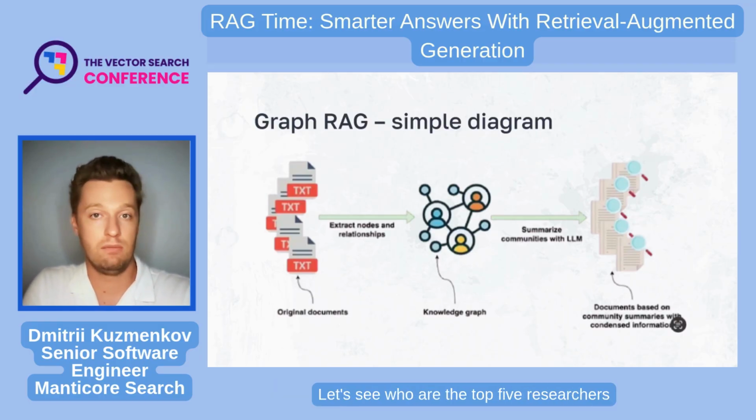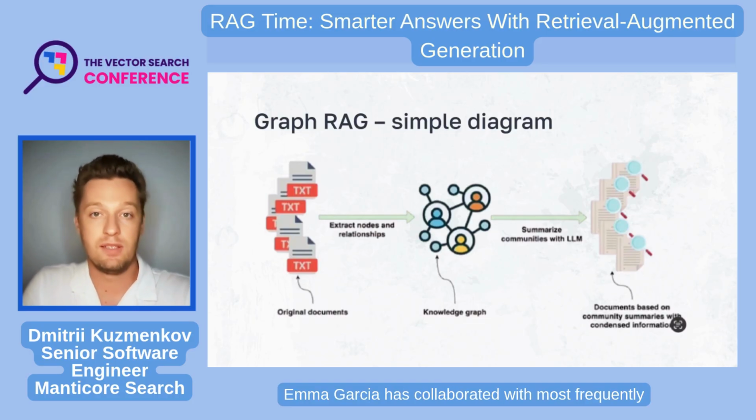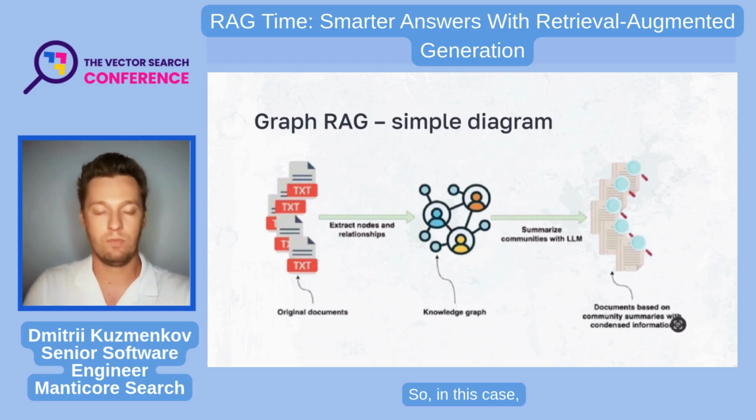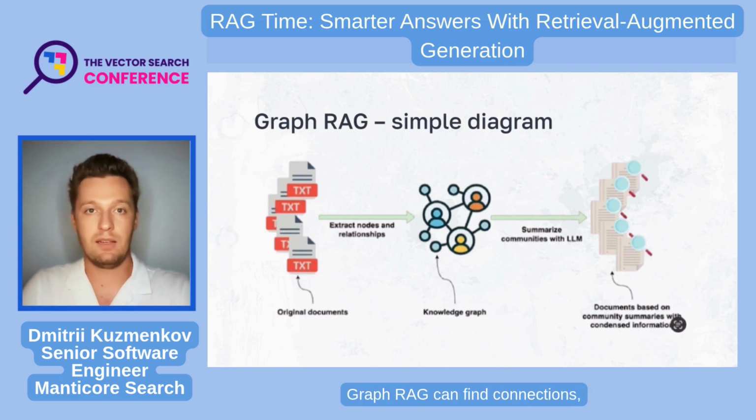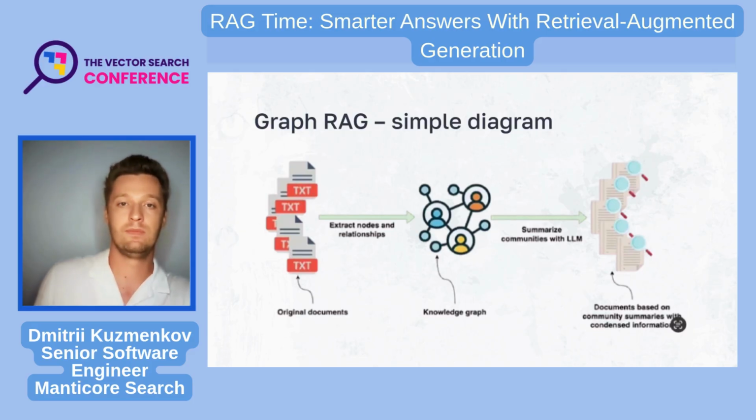Example user query, let's see. Who are the top 5 researchers that Dr. Emma Garcia has collaborated with most frequently in our citation network? So in this case, GraphRAG can find connections and, depending on these connections, just find the proper information.